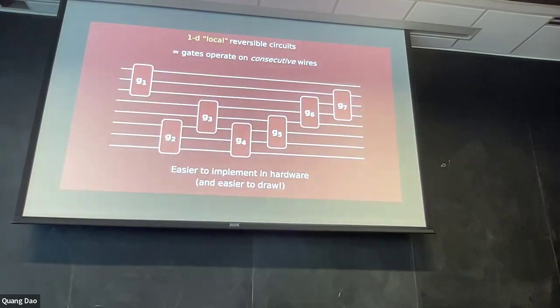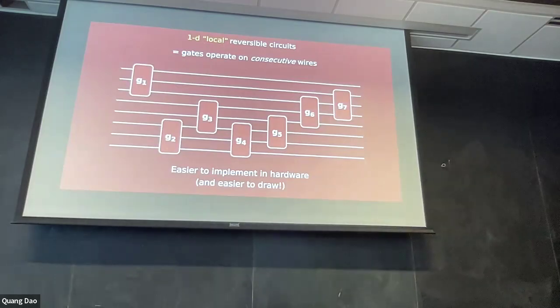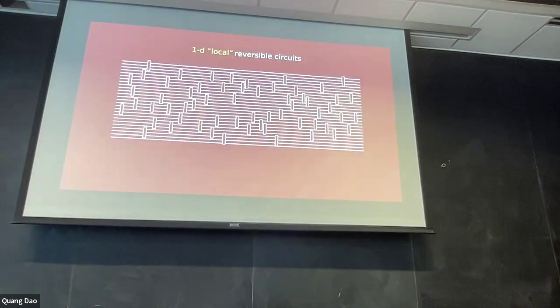So one simplification of the architecture is to have what you might call 1D local gates, where the gates have to operate on, like, 3 consecutive wires. It's both easier to draw on the slides and presumably easier to implement in hardware. That's maybe a further simplification you could hope for. A big-ish picture of a 1D local reversible circuit might look like this.